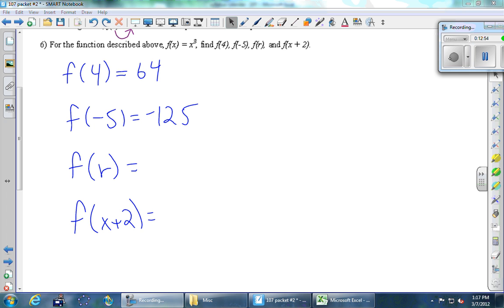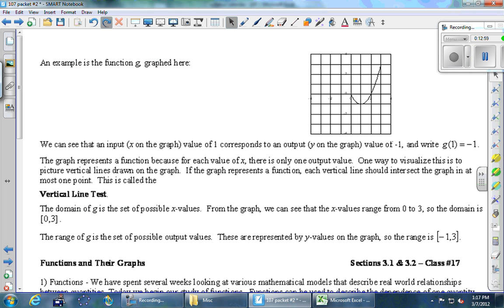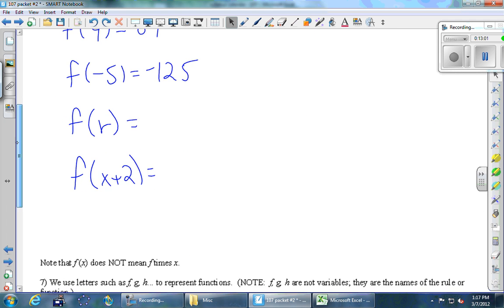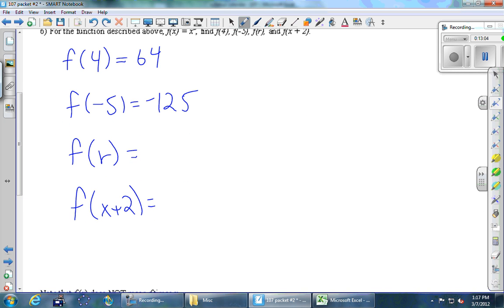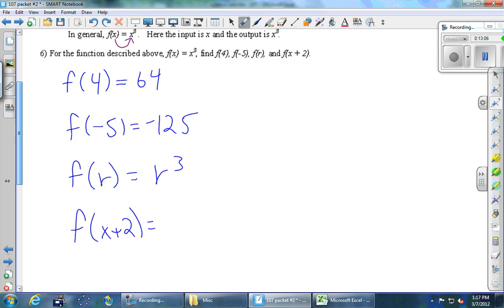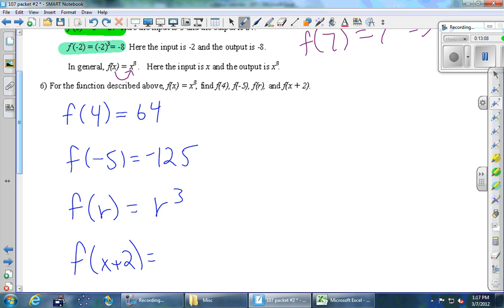Okay, f of r I've left blank. What is f of r? It's r cubed. Okay, f of r is r cubed because the idea is you take whatever's in the parentheses and you change all of the x's on the right-hand side to what's in the parentheses. So that x cubed became r cubed. Now it's really tricky. X plus 2. I change all of the x's on the right-hand side to x plus 2. So what does it become? X plus 2 cubed. Nothing more and nothing less.